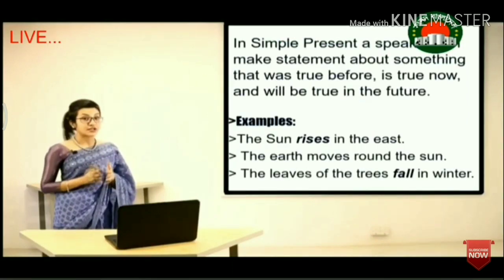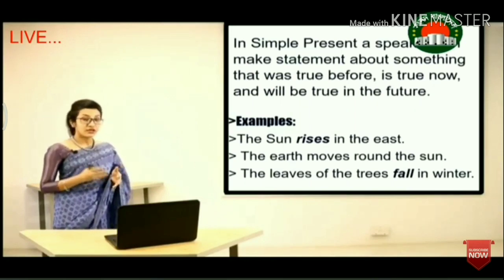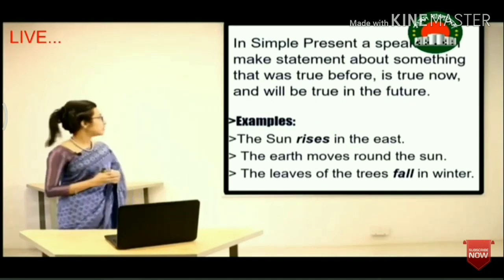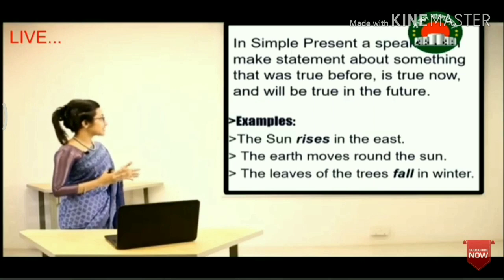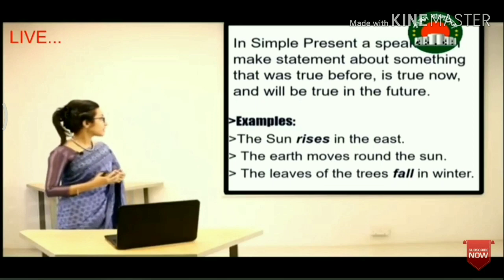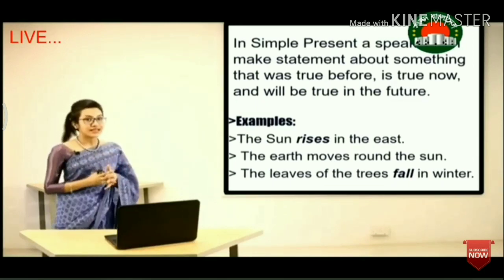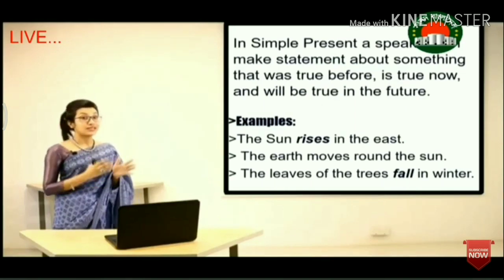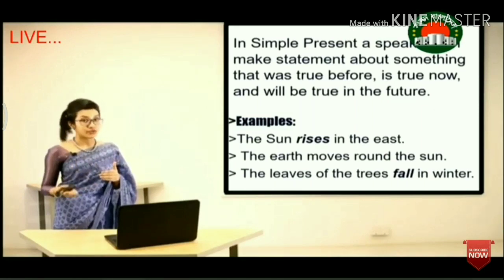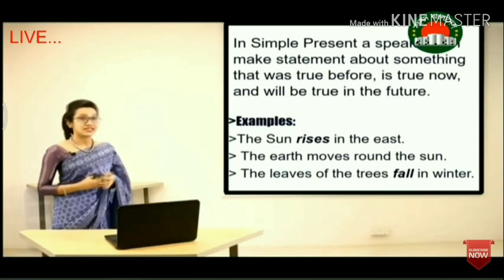In simple present, a speaker makes a statement about something that was true before, is true now, and will be true in the future. For example, the sun rises in the east, the earth moves around the sun, and the leaves of the trees fall in winter. In all these examples, what can we see in common? All these actions or events are a part of universal truth. It's a general fact. For this reason, we have used simple present tense here.